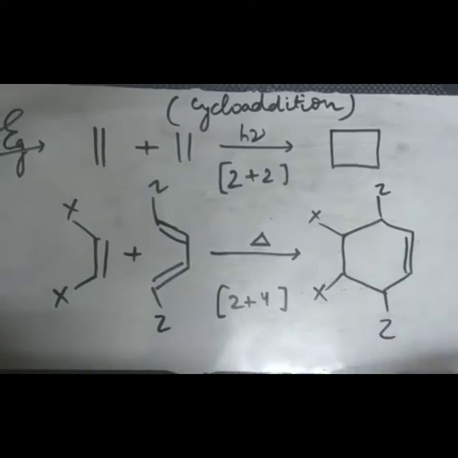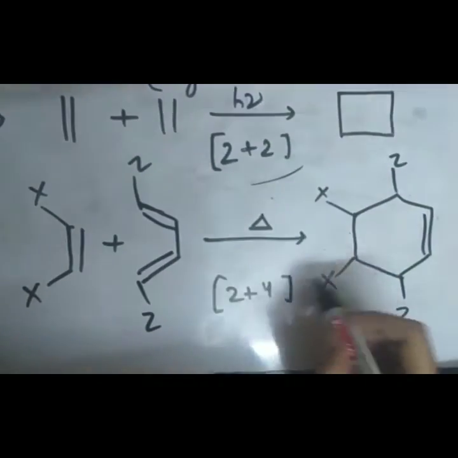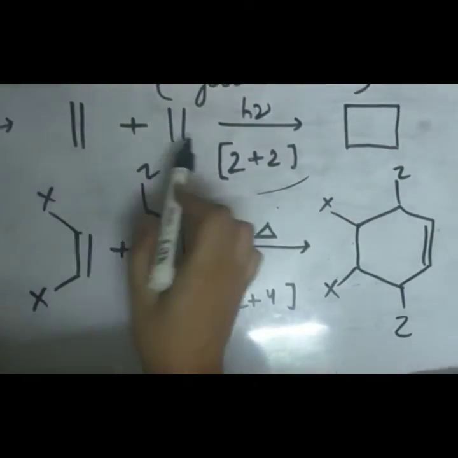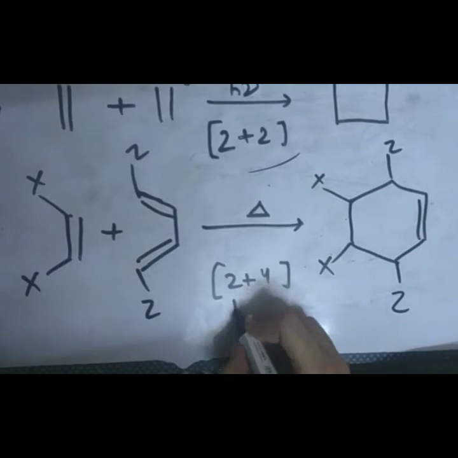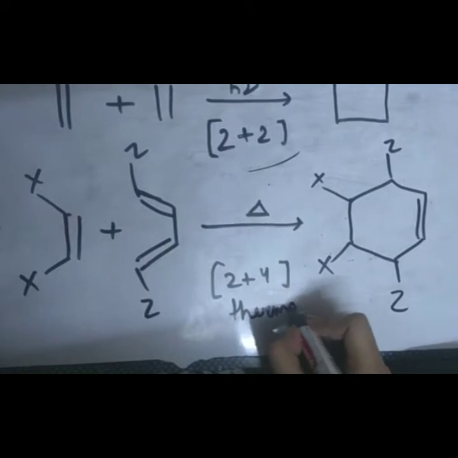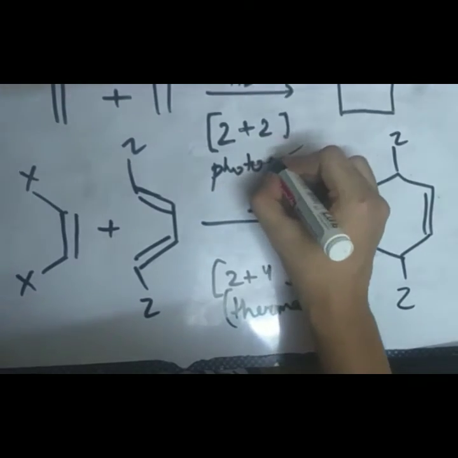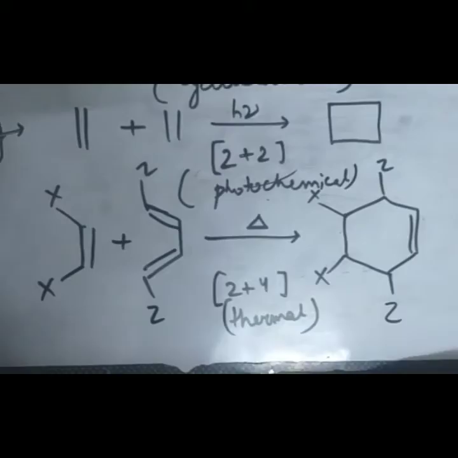Example of pericyclic reaction is cycloaddition. Cycloaddition are also of 2 types: 2,2 cycloaddition and 2,4 cycloaddition. So we can see 2,2 cycloaddition is photochemical and 2,4 cycloaddition is thermal, right? This is thermal and this is photochemical. These reactions are often asked in JAM exams.